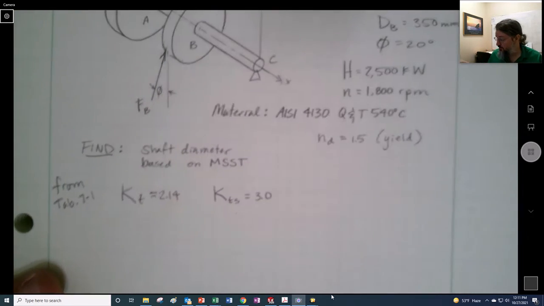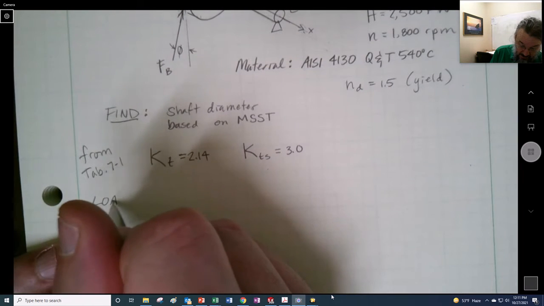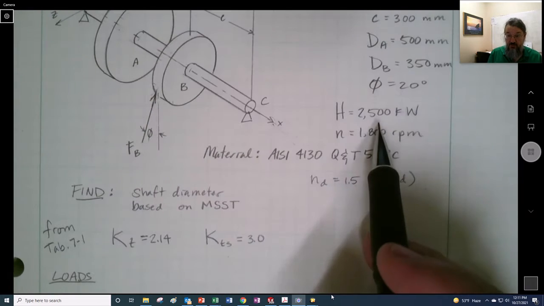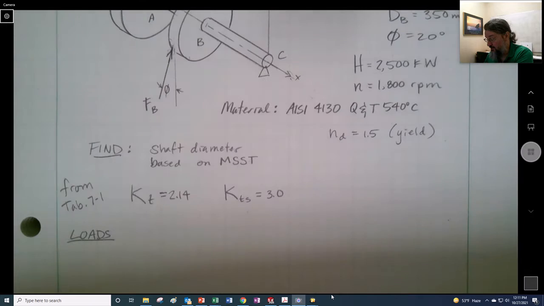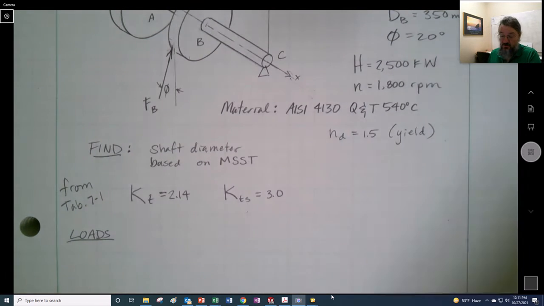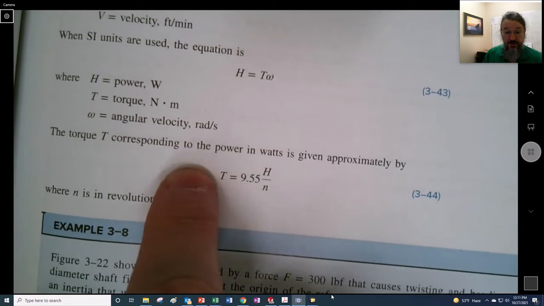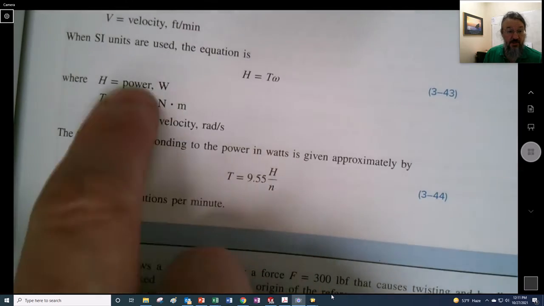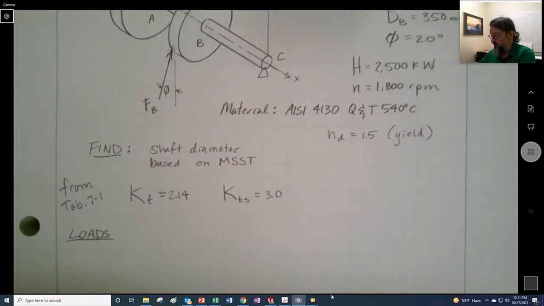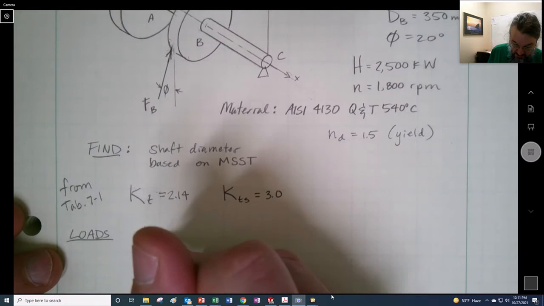Now I want to find out what these loads are. So we're into the loads stage. We're given 2,500 kilowatts and 1,800 RPM, and it's like, well, what do I do now? We can find out what the torque is. We go to the metric version of this equation right here, and we can find the torque, knowing the power in watts, not kilowatts, and the RPM.